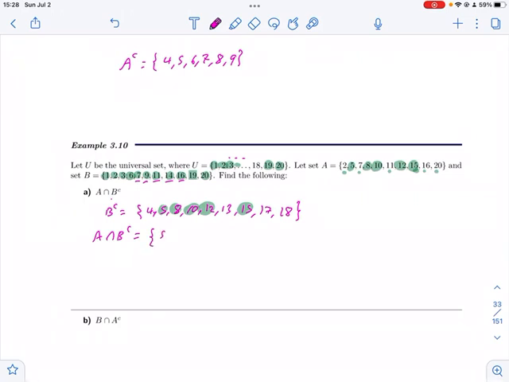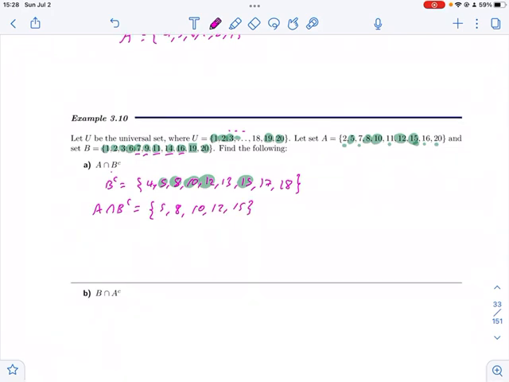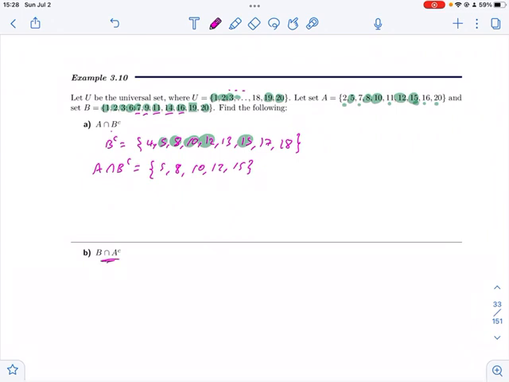If we want to find B intersect A complement, let's find A complement first. What are the elements that are in the universal set but are not in set A? The universal set has all elements from 1 to 20. Set A is missing 1, 3, 4, 6, 9, 13, 14, 17, 18, 19.